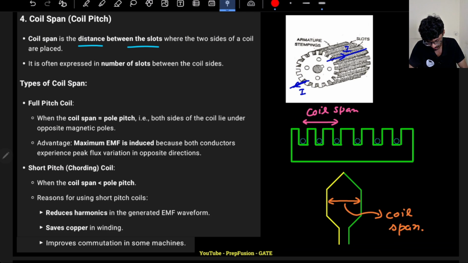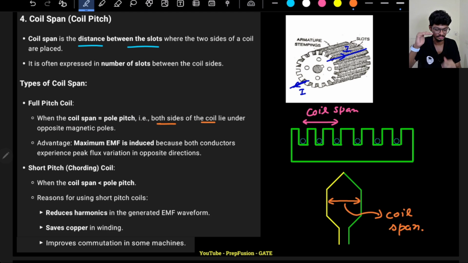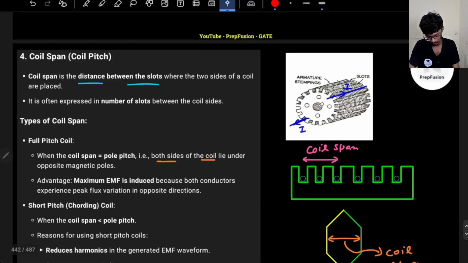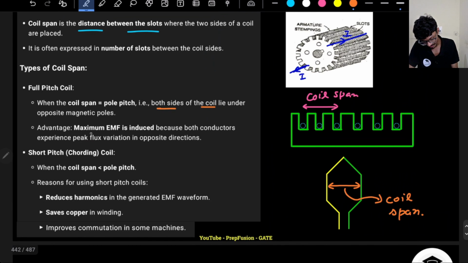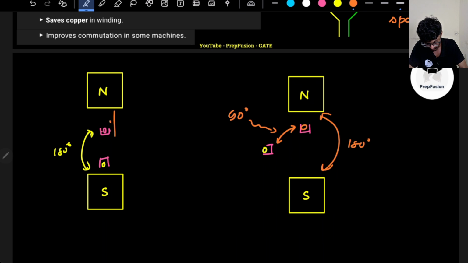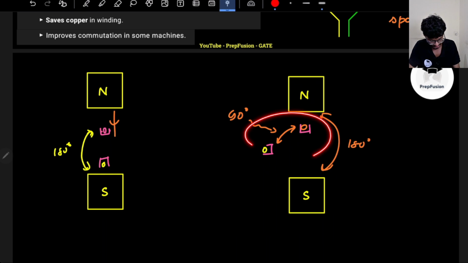So full pitch, when the coil span is equal to the full pole pitch, then it becomes full pitch. Basically that means both sides of the coil will lie under opposite poles. If you see, both sides of the coil are lying under opposite poles, north and south, right? Advantage: maximum EMF is induced because both conductors experience peak flux variation in opposite direction. So in case of a full pitch coil, maximum flux, right? Because in this case this coil side is experiencing maximum flux, but this coil side is not experiencing maximum flux. Maximum flux is here, right?